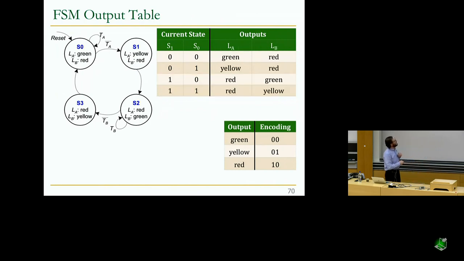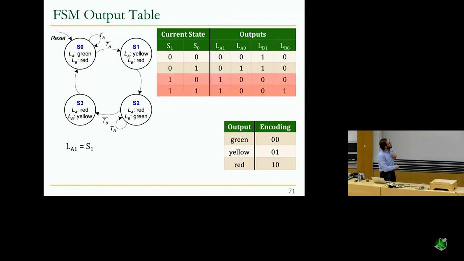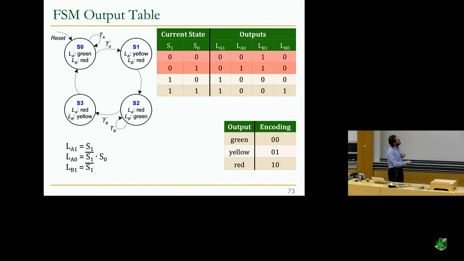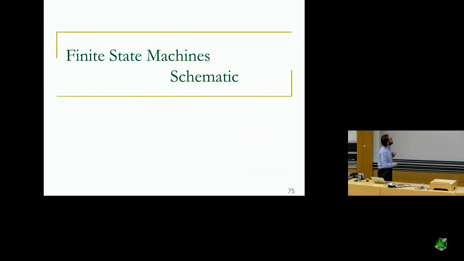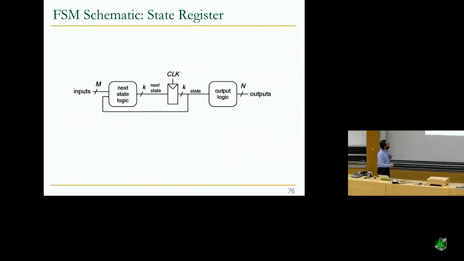Now we do the same thing, basically. Now you have 4-bit output. For LA, you have 2 bits. For LB, you have 2 bits. And now we're going to derive the combinational logic, or next output logic, for each of these bits. LA1 is this, essentially S1. LA0 is this. LB1 is this. And LB0 is this. So it's pretty simple. We did exactly the same thing as before. So our schematic basically looks like this in the end.